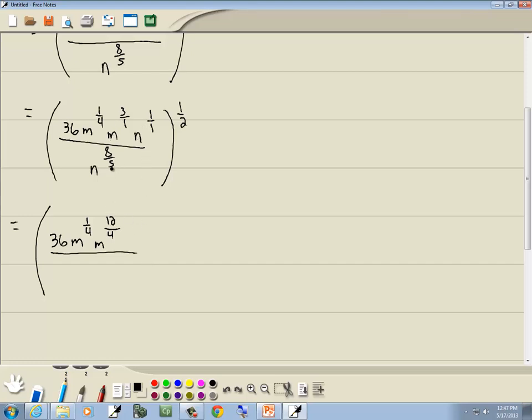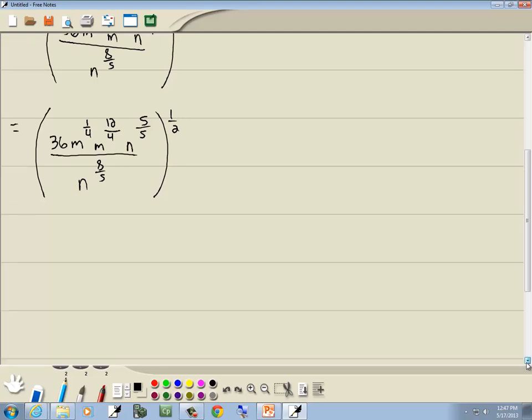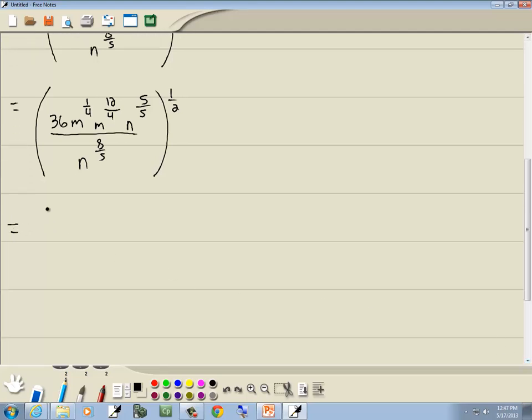Now the n's. I got 5 and 1. My common denominator would be 5. So on this one, I multiply the bottom part by 5, so I multiply the top part by 5. So this becomes n to the 5 over 5, and then n to the 8/5. Well, now we're ready to do some combining.